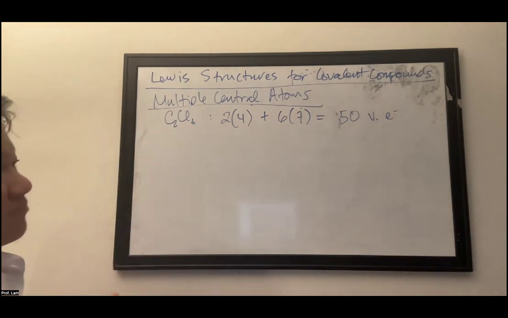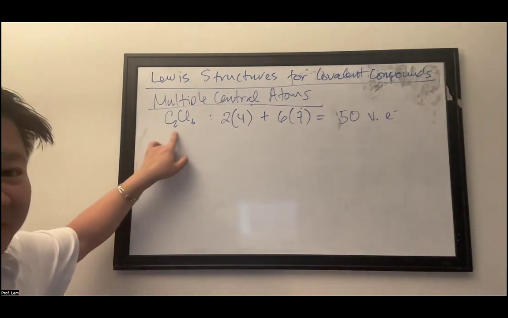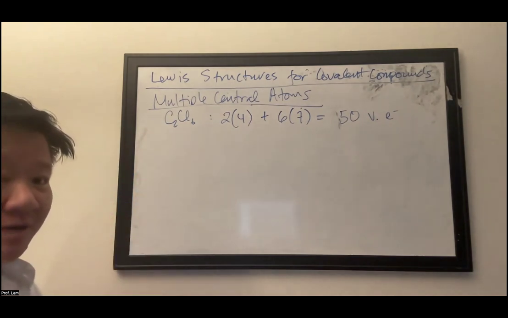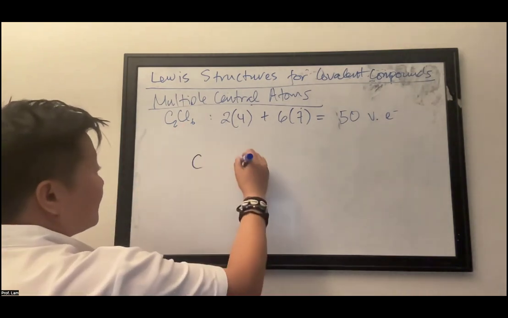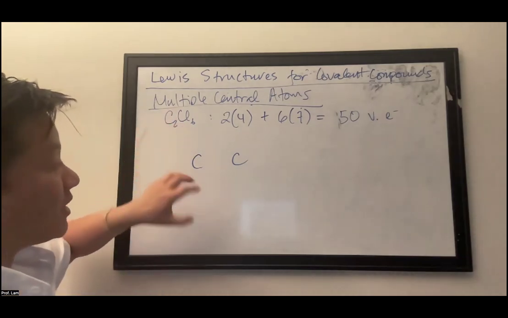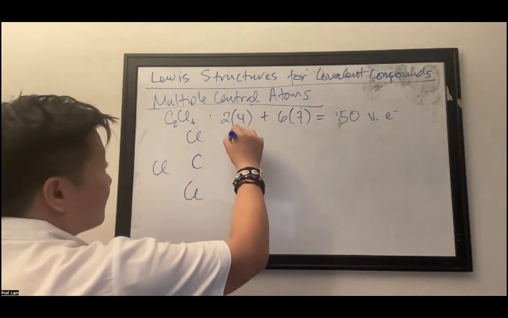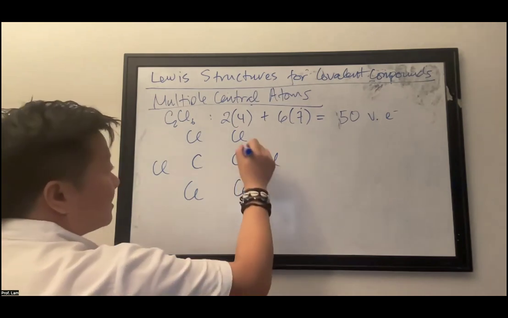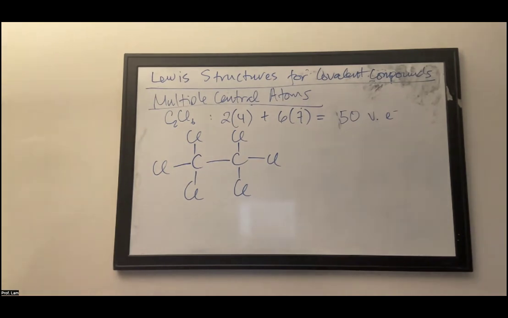Central atom or atoms, right? You can see that there are 2 carbons here, right? So I can clue you in that both of those are central, because carbon is more to the left of the noble gas than chlorine. So I'll put the 2 carbons next to each other. And again, we're going to distribute the 6 chlorines evenly around the carbons, which means each carbon is going to get 3. Okay, makes sense, right? And then single bonds only from the carbon to the chlorine.